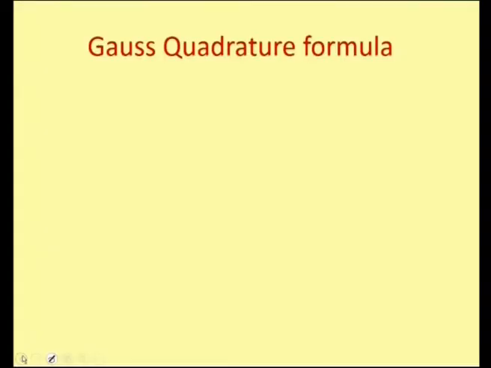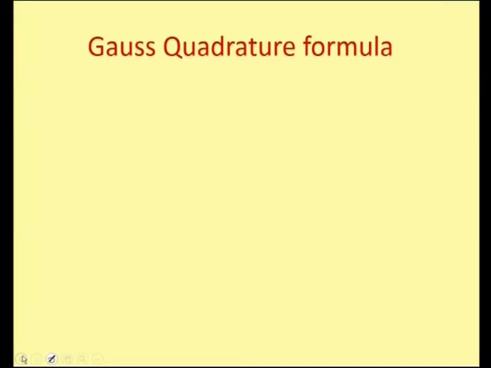Next, we have the quadrature formula, Gaussian quadrature formula. We discussed Newton's quadrature formula, and the particular cases of Newton's quadrature formula, that is trapezoidal rule, Simpson's 1/3 rule and Simpson's 3/8 rule were discussed, and example was worked out. Next is Gaussian quadrature formula.